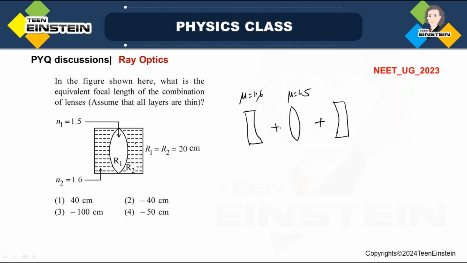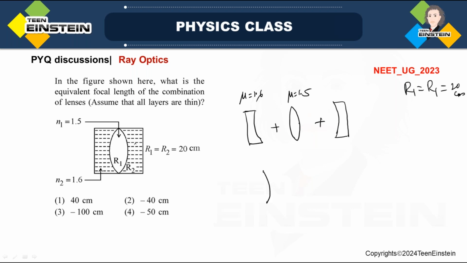So in this case, all of them have the same radius of curvature on all the faces. See, for this particular lens, I have R1 and R2 equal to some R, that is 20 centimeter. So radius of curvature for this one, this is actually plano concave.